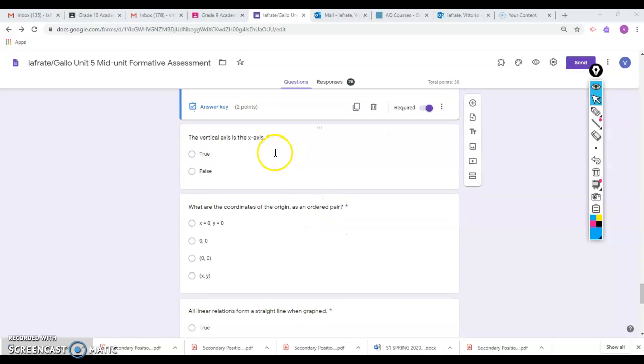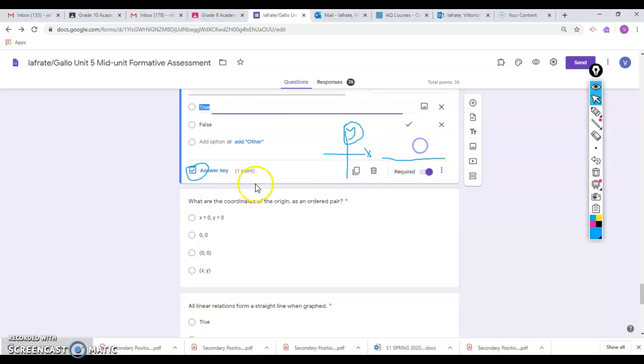So the vertical axis is the x-axis. So remember that vertical means up, down, horizontal, left, right. So if we were to draw a grid in, this would be the y, this would be the x. The vertical is the y, not the x. So this is false. The horizontal axis is the x-axis. Let's see if we're right with that. False. Good.